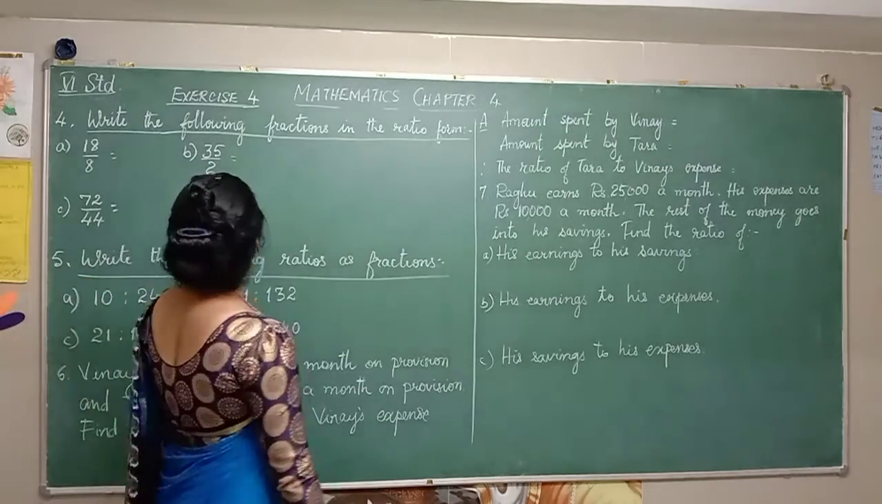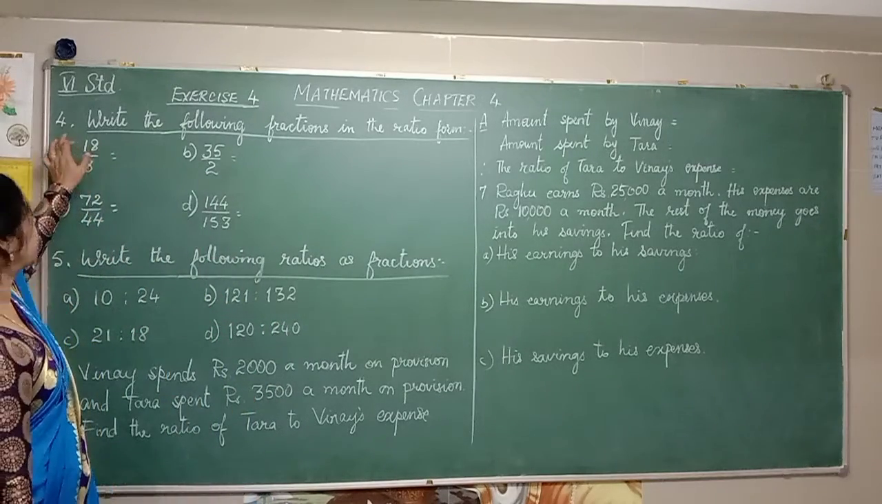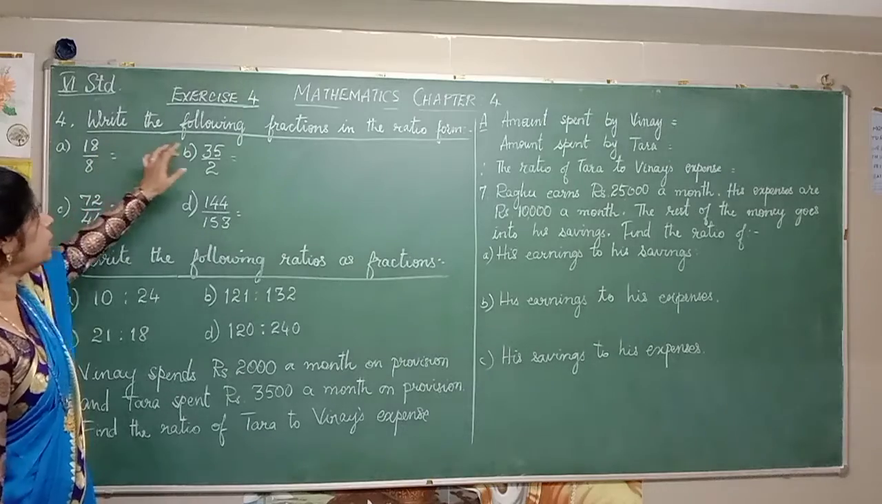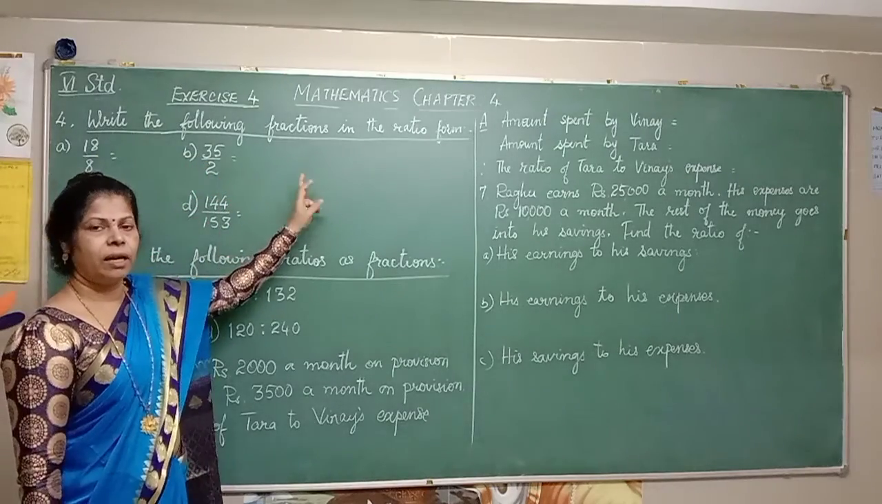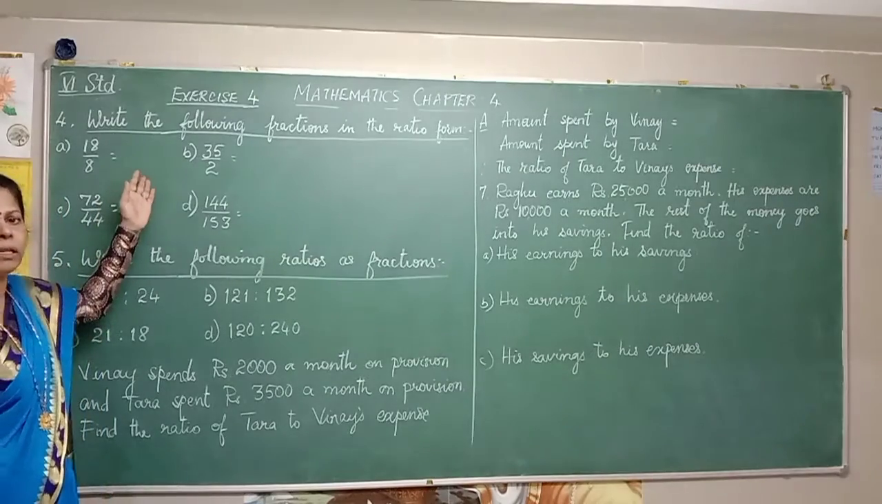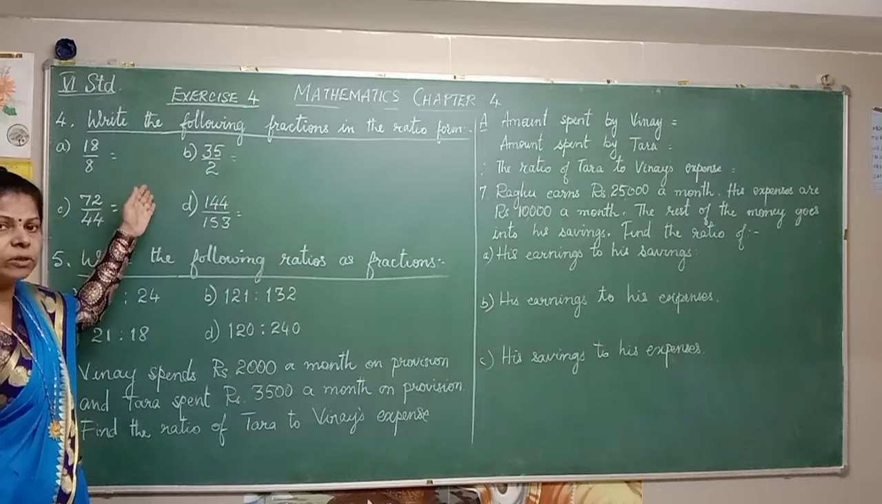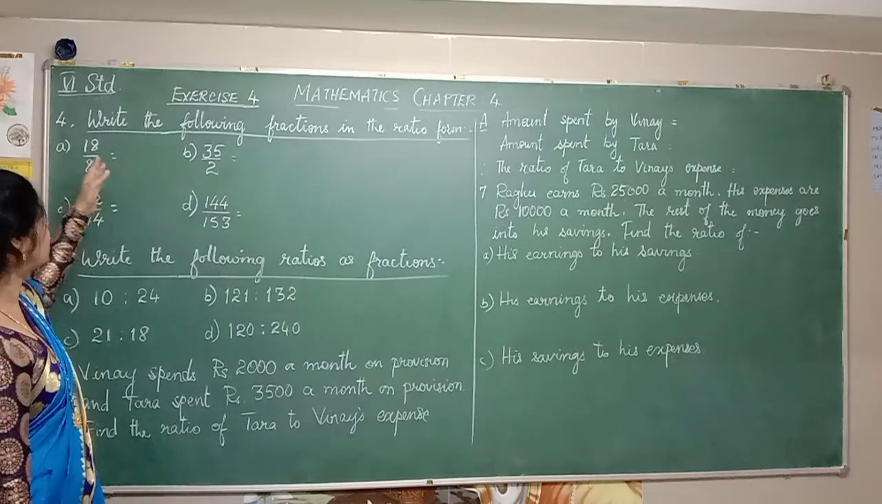Children, now let us see about ratios. The question says, write the following fractions in ratio form. The fractions are given here, and you have to write them in ratio form. But you should know that it should be done in the simplest form, isn't it? So now let us see this.